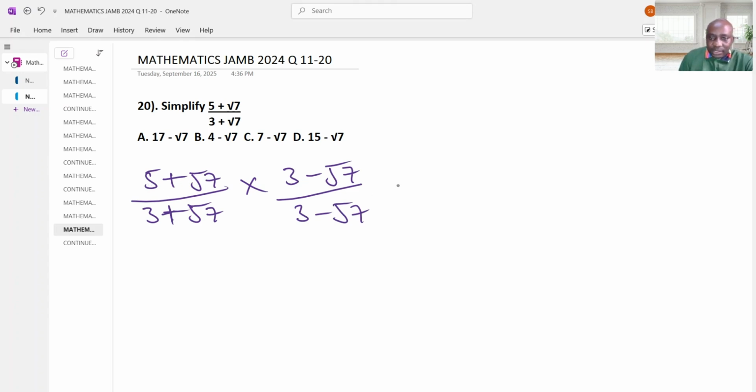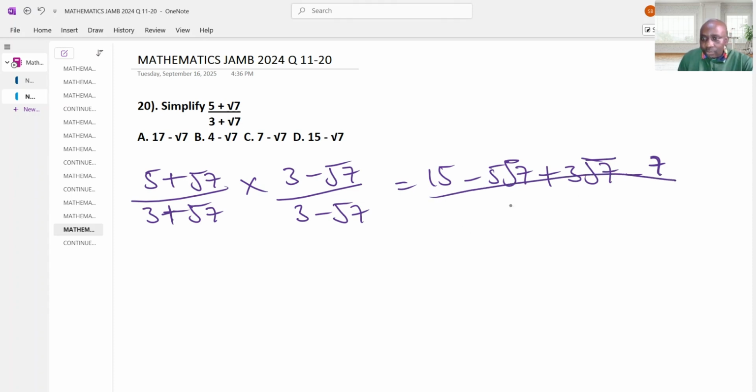Now, let's multiply it. 5 times 3 is going to give me 15. 5 times minus square root of 7 is going to give me minus 5 square root of 7. Now, let's come to the next one. Plus square root of 7 multiplied by 3 is going to give me plus 3 square root of 7. The next one, plus square root of 7 multiplied by minus square root of 7. Plus times minus is going to give me minus. 7 times 7 is going to give me 49. Square root of 49 is 7. So the square root is open already.